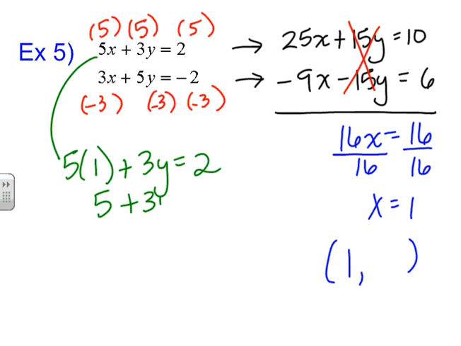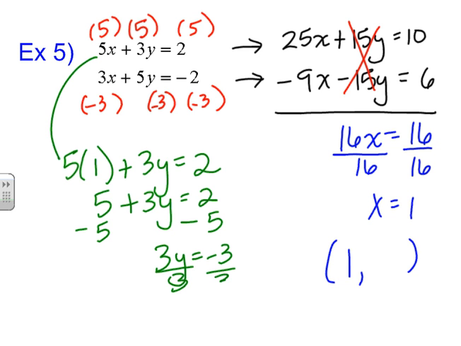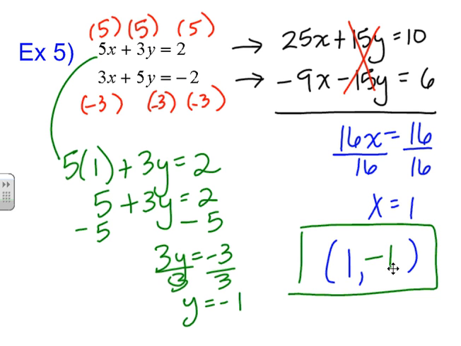Reduce this, 5 plus 3y equals 2. Subtract 5 from both sides. Find out that 3y equals negative 3. And then divide through by 3. And y equals negative 1. So 1, negative 1 is our ordered pair.